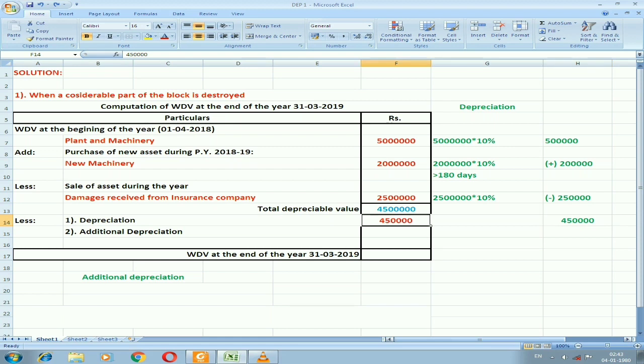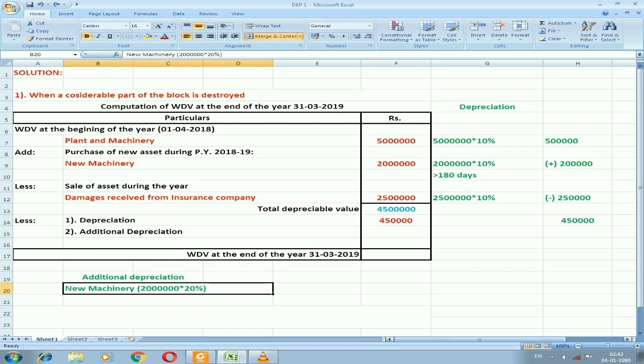Next, I need to calculate the additional depreciation. Additional depreciation will be applicable only on new machinery or new purchase of asset during the previous year. So here new machinery is also more than 180 days. That is the reason I'm calculating 20 lakhs into 20%, that is the fixed rate of additional depreciation. So I'll get an amount of 20 lakh into 20%, 4 lakh.